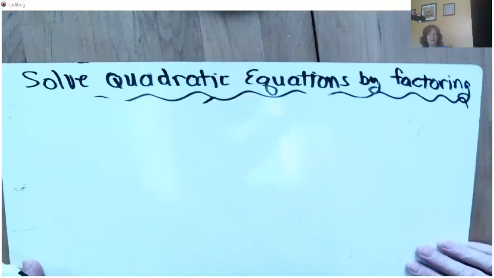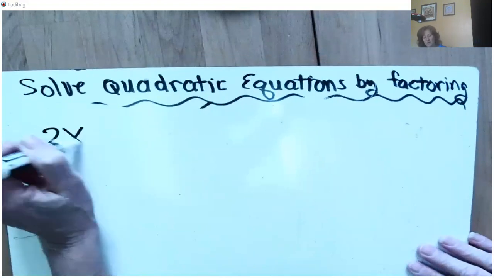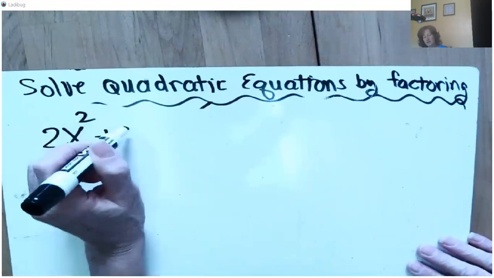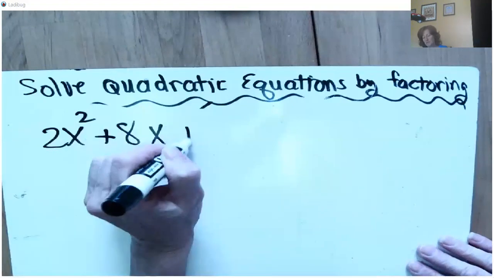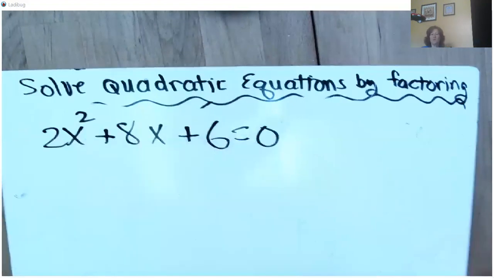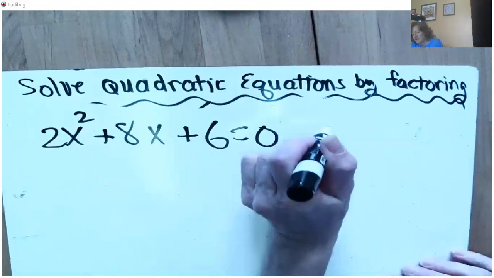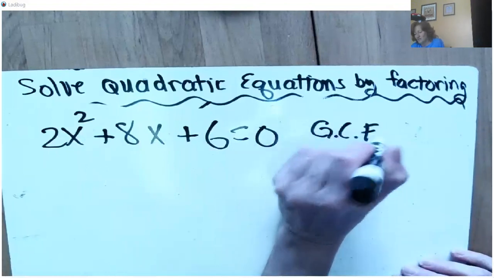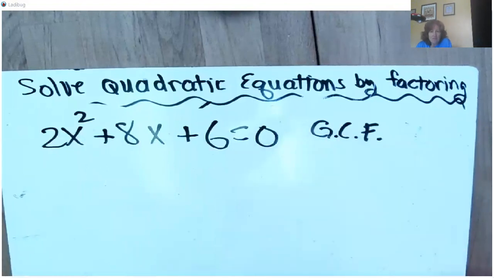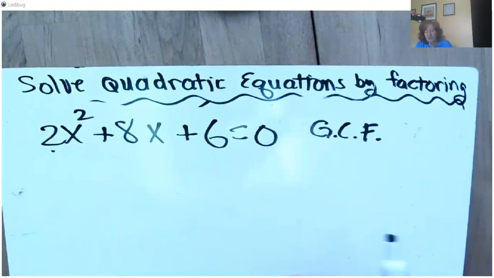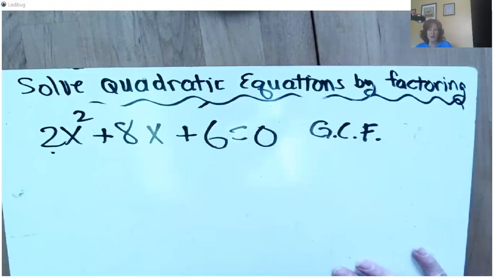Okay, stepping it up a little bit. 2x squared plus 8x plus 6 equals 0. Okay, what are you going to look for first? That's right, greatest common factor. In this case, it's a 2. Can't be 2x because there's no x there.